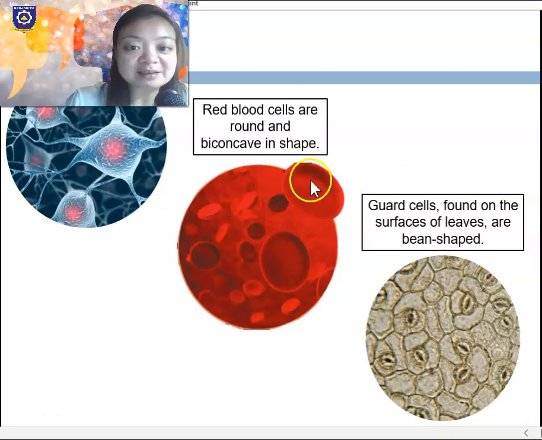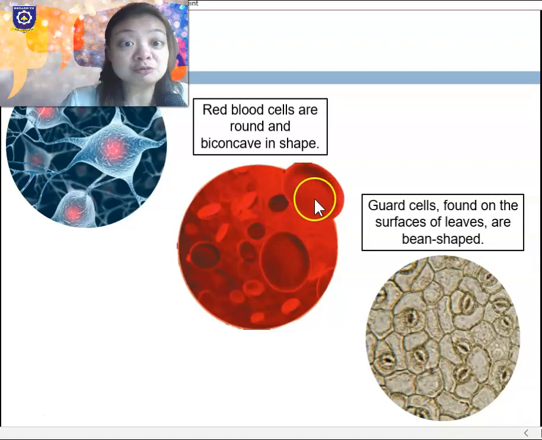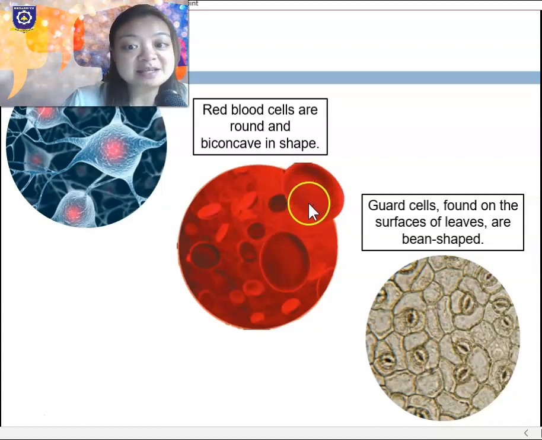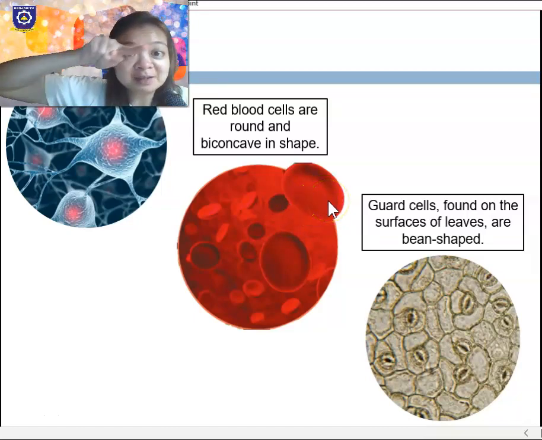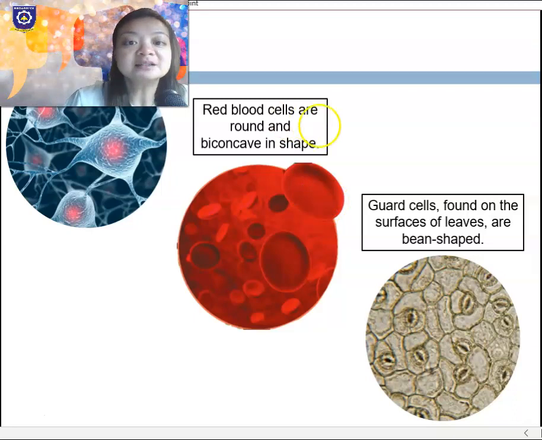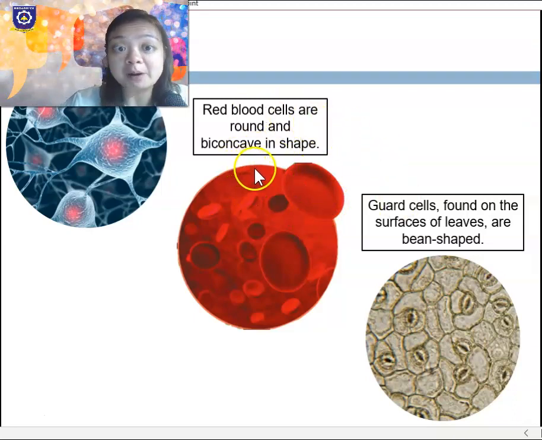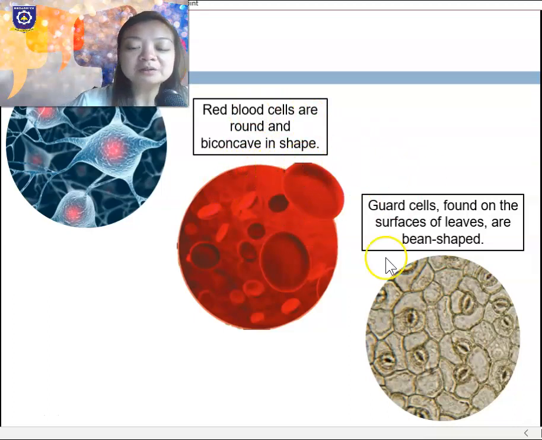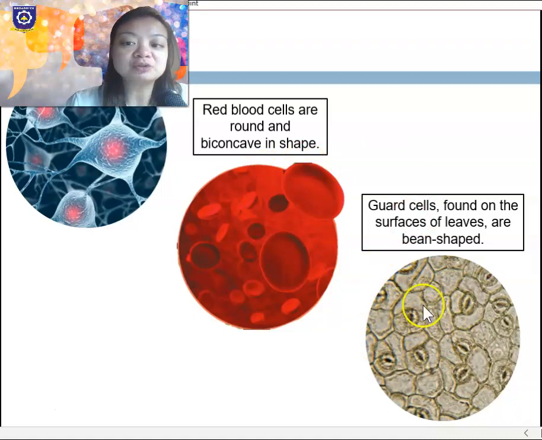And you can see that the surface doesn't look flat, right? It looks like it is being punched into. Like there is a plasticine, and then you put your hand into the plasticine, and there's a dent in your plasticine. These are actually biconcave in shape. We will learn more about it later on. And these are found in your leaf cells. Okay, these are found in your leaves. These are known as your gut cells, and they look like beans.